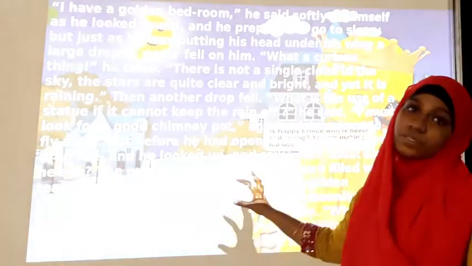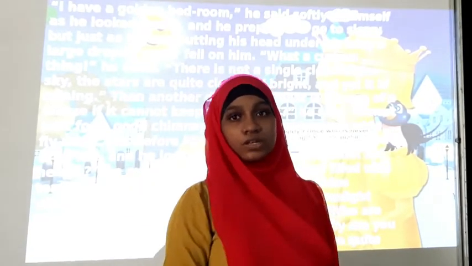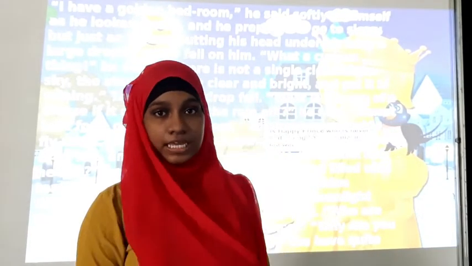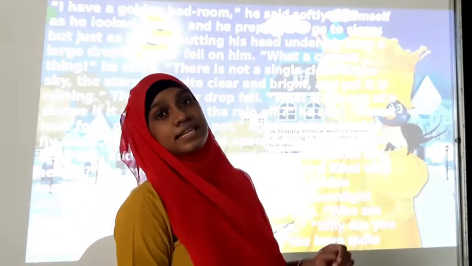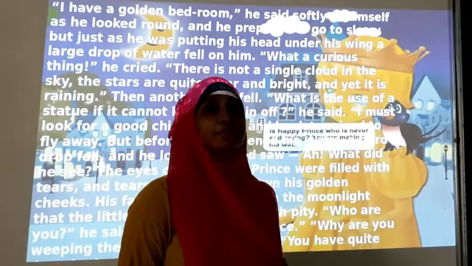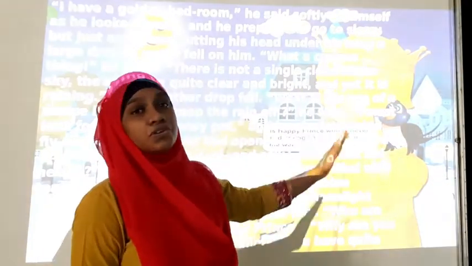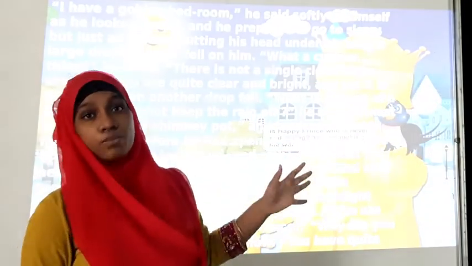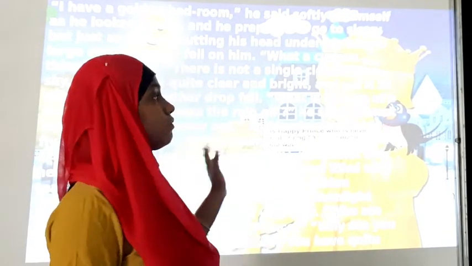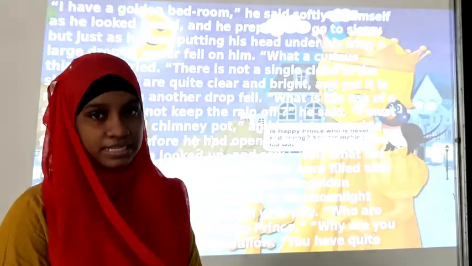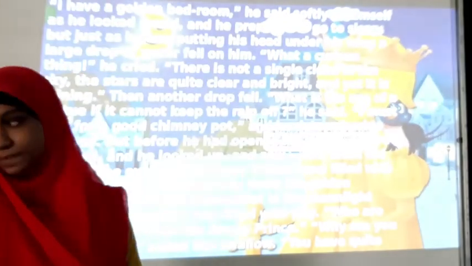bedroom, and afterwards, when a drop of water fell on the swallow, it thought that it was raining, but it was not raining. It was the tears coming from the statue's eyes, that is, the happy prince's eyes, and he was the one asking the prince about the reason why he was crying. So next we will see why the prince is crying actually.